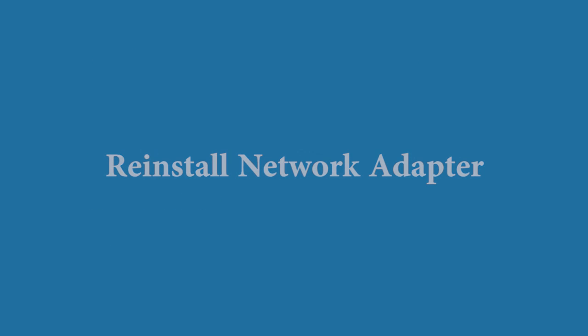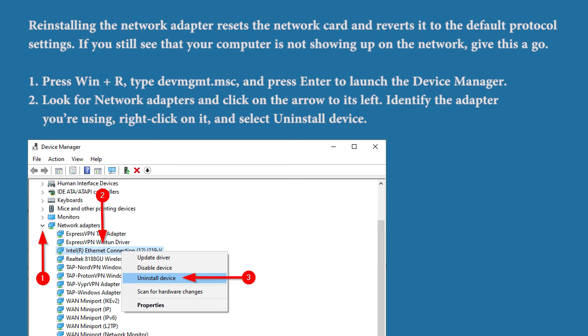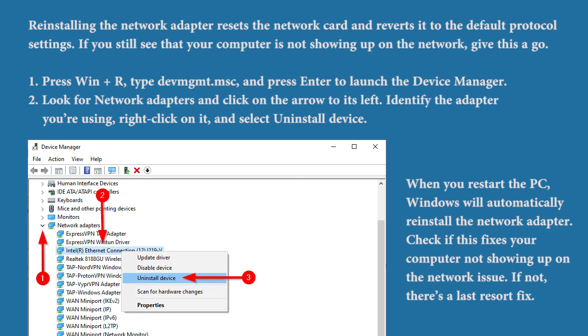Reinstall network adapter. Reinstalling the network adapter resets the network card and reverts it to the default protocol settings. If you still see that your computer is not showing up on the network, give this a go. Press Win+R, type devmgmt.msc, and press Enter to launch the Device Manager. Look for Network adapters and click on the arrow to its left. Identify the adapter you're using, right-click on it, and select Uninstall device. When you restart the PC, Windows will automatically reinstall the network adapter. Check if this fixes your computer not showing up on the network issue. If not, there's a last resort fix.